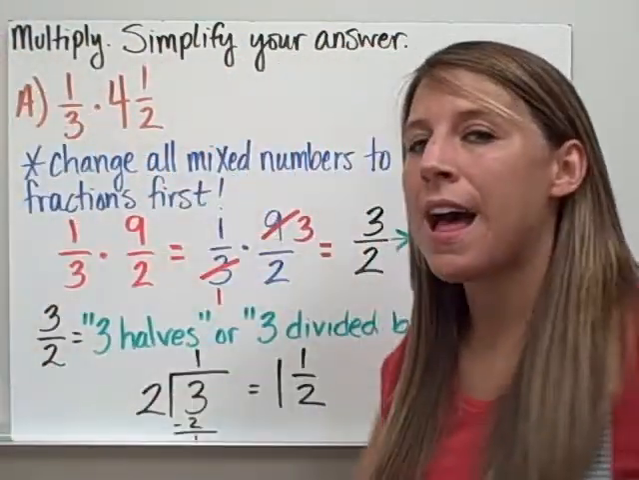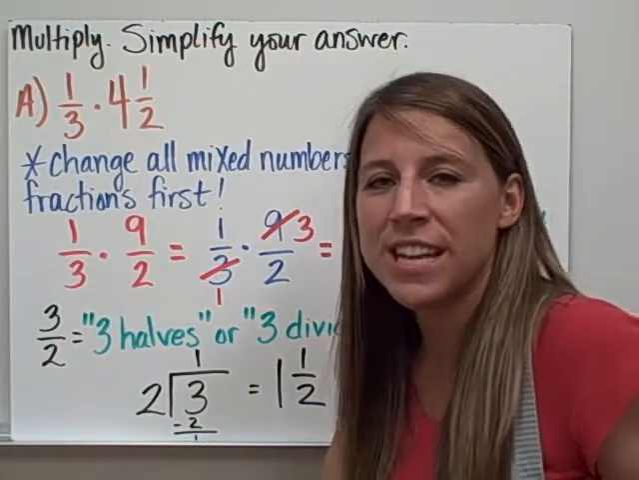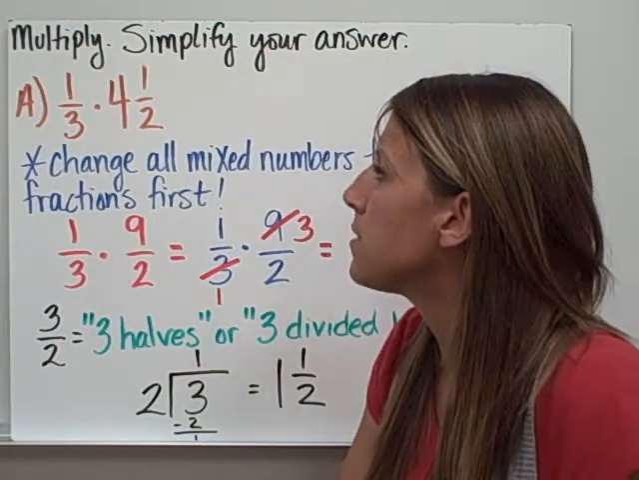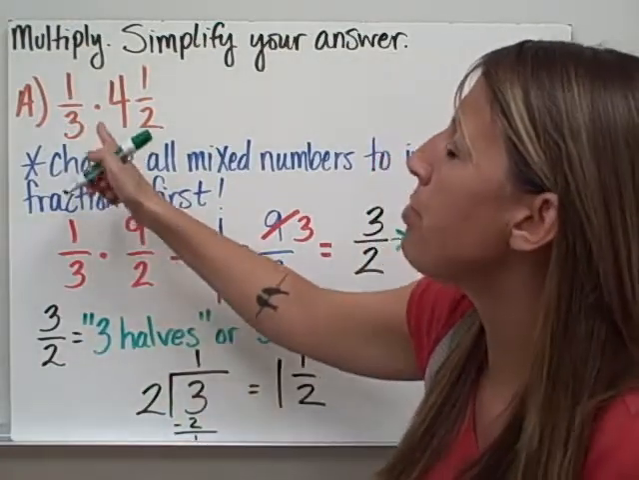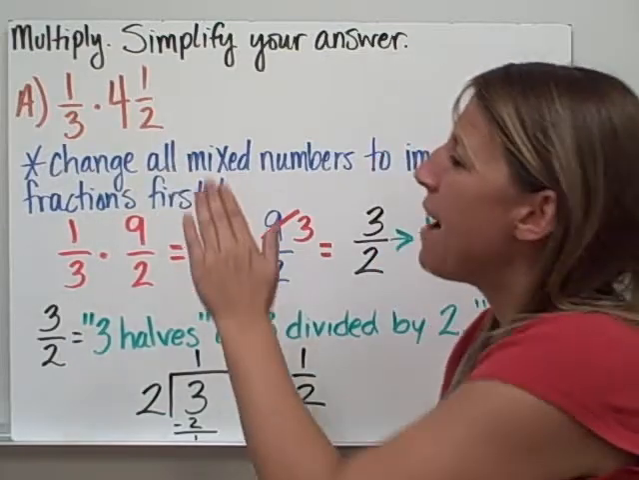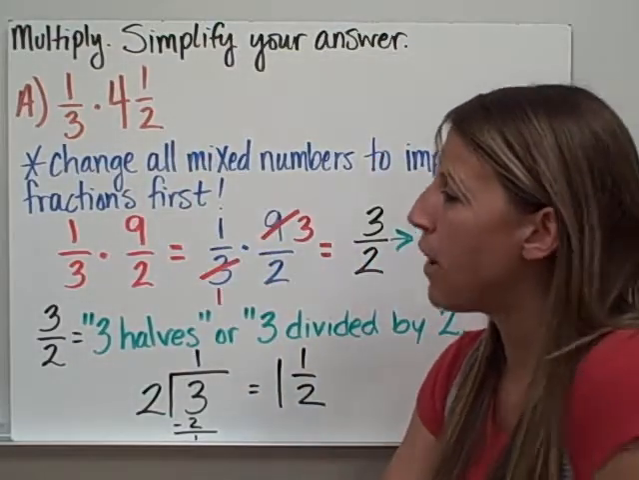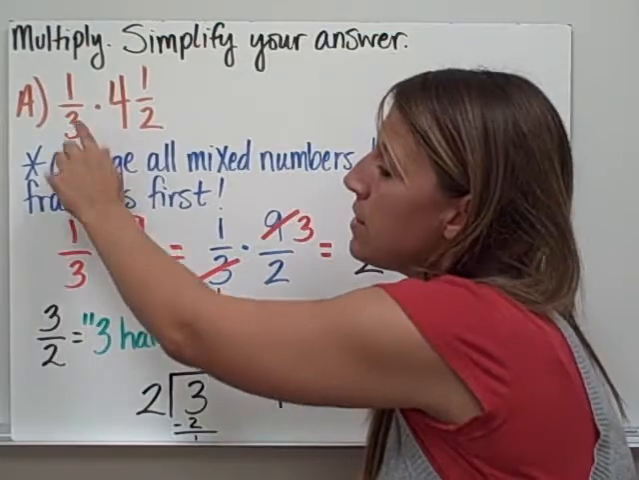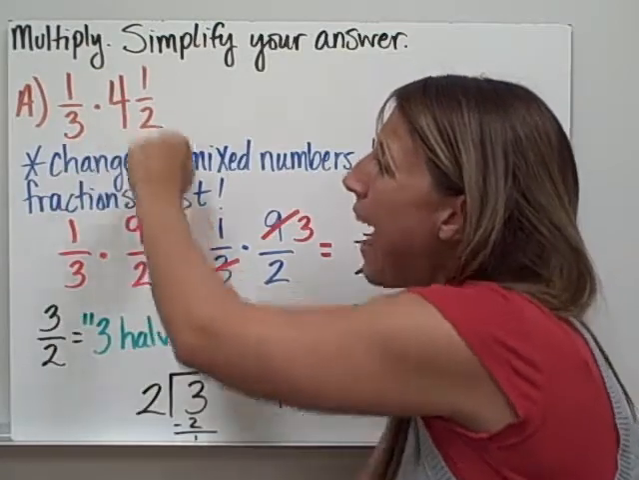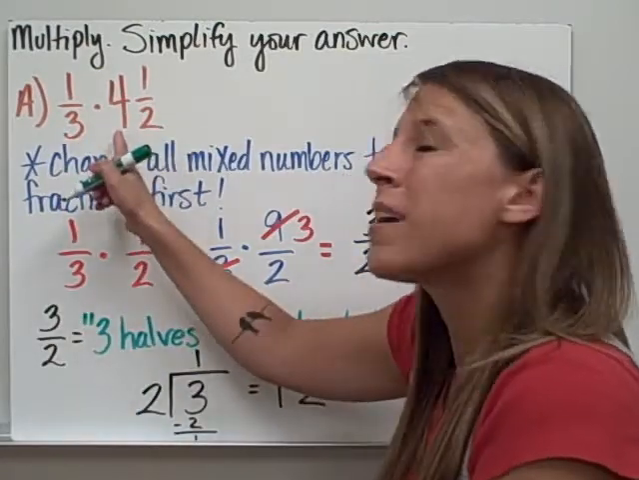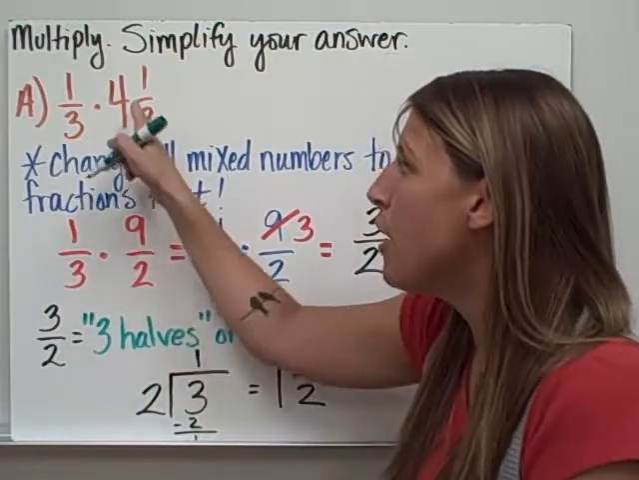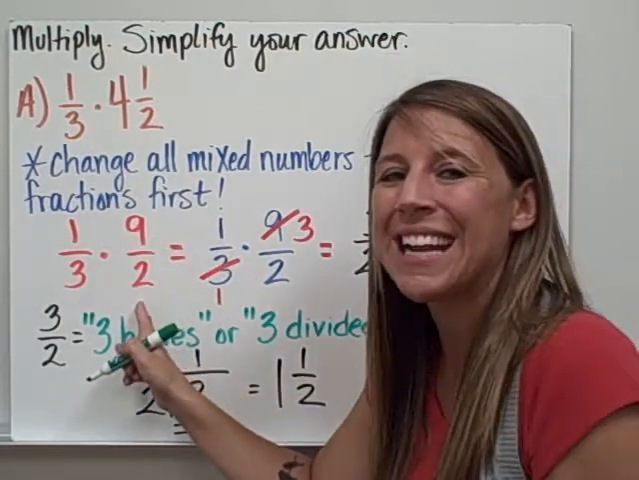So if I'm multiplying with a mixed number, I have to change it into an improper fraction first. So if I have the problem 1/3 times 4 1/2, I have to change all mixed numbers to improper fractions. So this 1/3 stays the same, and 4 1/2 needs to change. 2 times 4 is 8, plus 1 is 9. 4 1/2 changes to 9/2.